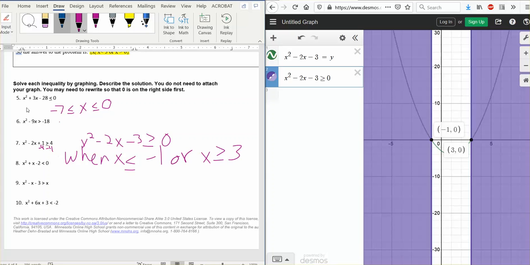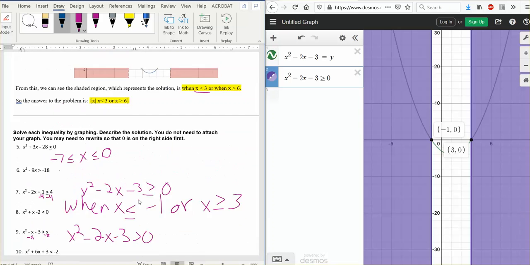Note that on number 9, you'll have to subtract x from both sides to get 0. And then you have minus 1x. So this one is x squared minus 2x minus 3 is greater than 0 when you graph your inequalities. And there are only 10 problems to do, so they're all going to be done using technology. You don't even have to attach your graphs for 5 through 10. You do have to attach your graphs for 1 through 4.